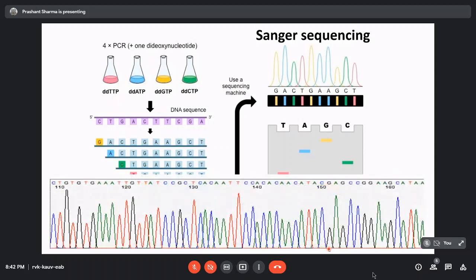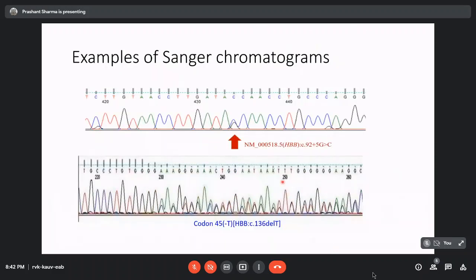So this is what a Sanger sequence looks like. Let me show you an example here. This person is heterozygous. There is a G and a C which got detected in this area. This person has a frame shift mutation because the sequence is clean till here, but subsequently it's got garbled.